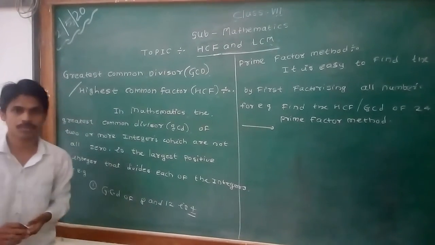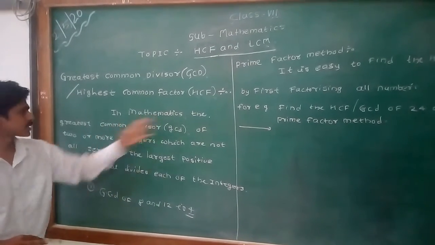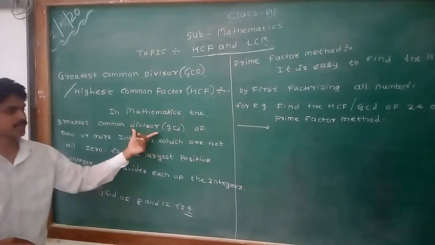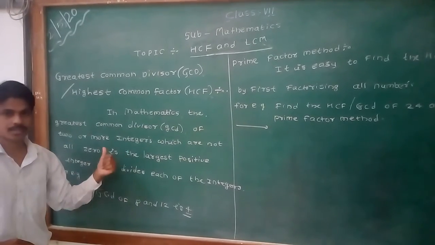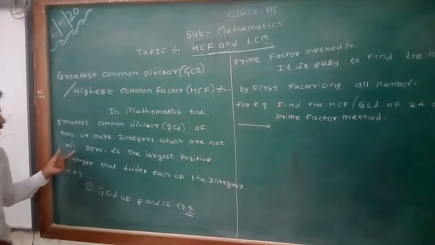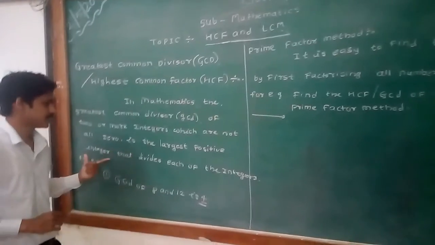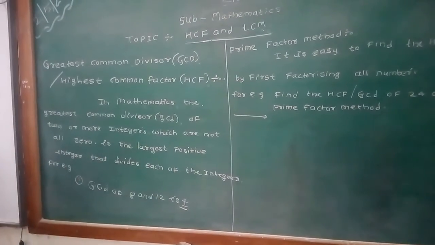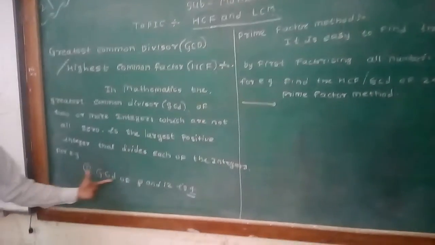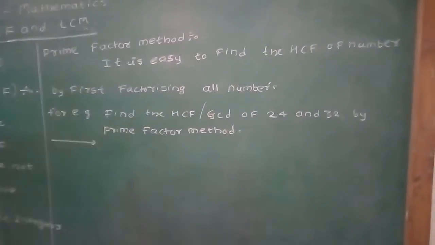The definition of GCD or HCF is, in mathematics, the greatest common divisor, that is GCD, of two or more integers which are not all zero, is the largest positive integer that divides each of the integers. For example, GCD of 8 and 12 is 4. There are two different methods to find GCD or HCF.